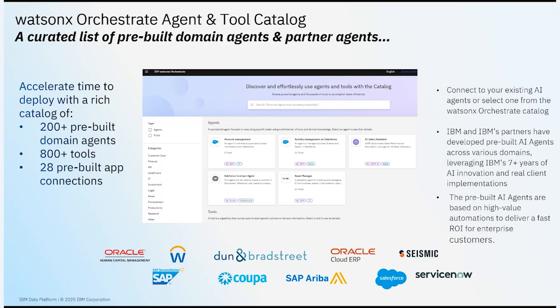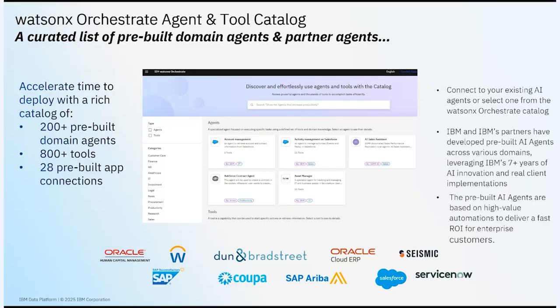Each catalog entry includes detailed metadata outlining the agent's capabilities, underlying tools, and integration points. And this enables teams to evaluate fit, tailor configurations, and align agents with specific business requirements. Agents can also be saved as templates to streamline future customization and deployment efforts.